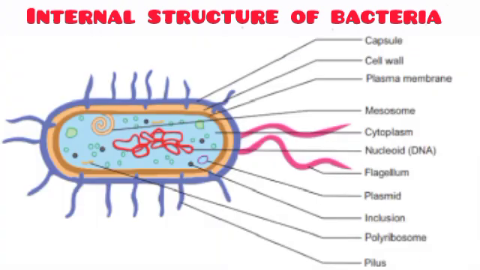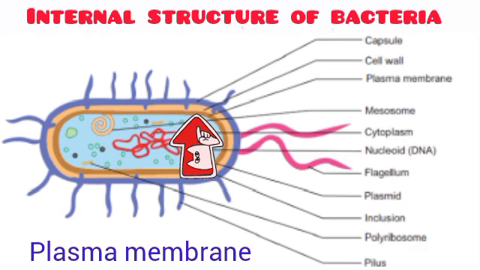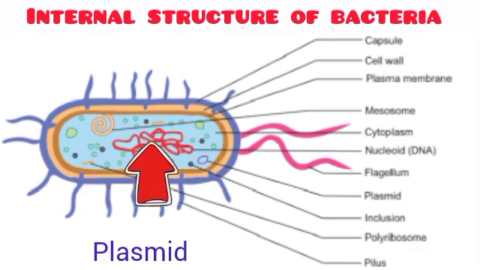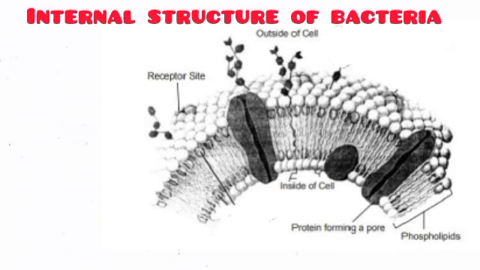The internal structure of bacteria includes the plasma membrane and all the organelles or structures within or inside the plasma membrane. And they include the plasma membrane, the mesosome, the cytoplasm, nucleoid, even the plasmid. Let's talk about the plasma membrane.